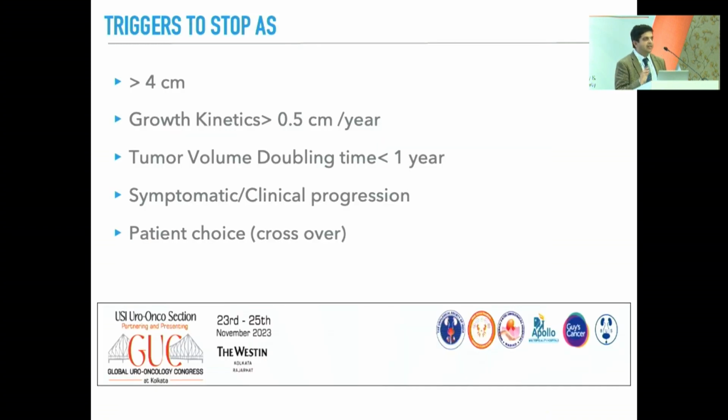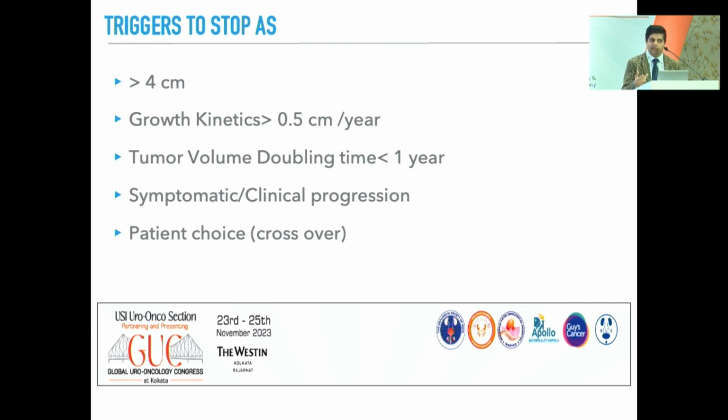So what are the triggers to stop active surveillance? When the tumor size goes to more than 4 centimeters, the growth kinetics show more than 0.5 centimeter growth every year, or the tumor volume doubling time is less than 1 year based on volumetric analysis of the tumor. Or the patient has symptomatic or clinical progression. For example, a small renal mass which was asymptomatic, then the patient develops hematuria and you've ruled out other causes. Okay, there is some clinical progression. And the patient choice, obviously.